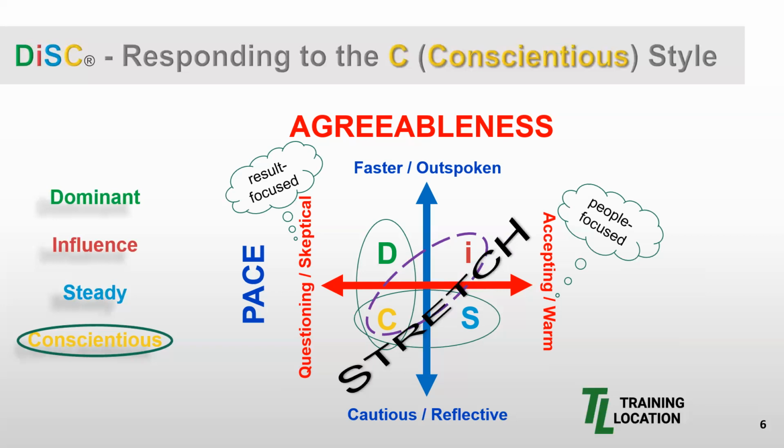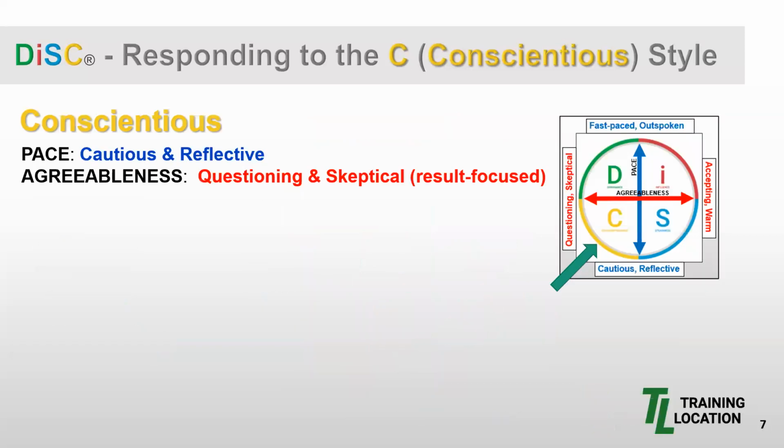Let's now look at a very brief list of other descriptors to help you more easily and accurately respond to the C or conscientious style. Here's a high-level review of the conscientious style. We already know the two continua discussed earlier of observable behavior, which indicate a C, cautious and reflective, with questioning and skeptical. Let's look at more descriptors which help us understand better. A C is analytical, reserved, precise, private, and systematic.